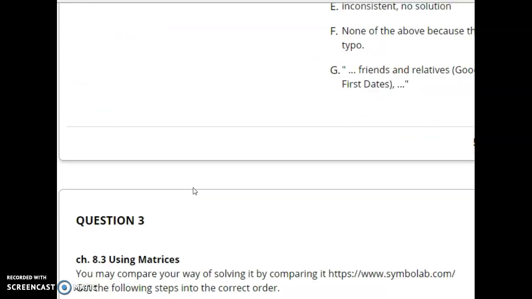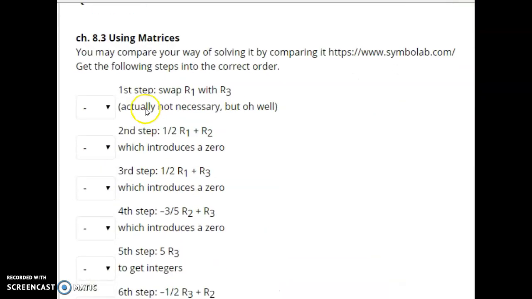All right, the third question on here is this one here. So get the following steps into the correct order. Just a hint, these are already in the correct order. And if you watch my videos, then you can see that you actually find this particular example there. And yes, go to this SymbolLab address. I'm noticing that I forgot something here. I will post that in the homework very soon.